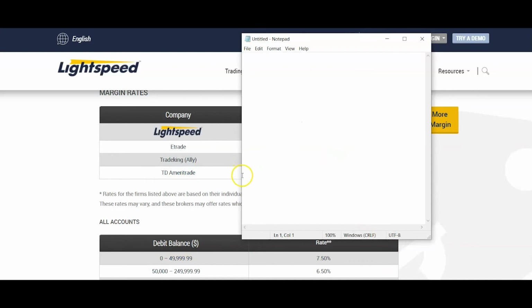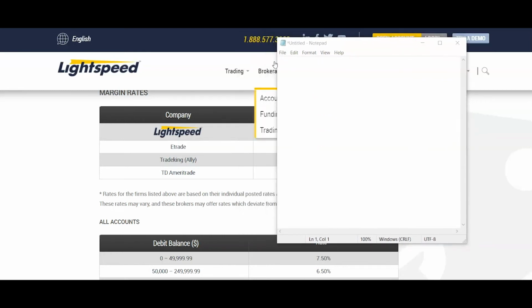The formula for calculating the cost for you is the amount you are borrowing multiplied by 7.5% divided by 365 multiplied by the number of days you are holding or borrowing the money. So let's say, for example, I'm borrowing $10,000 on margin. To calculate the cost to me for borrowing that money on margin, that would be 10,000 multiplied by 0.075. That gives you 750.